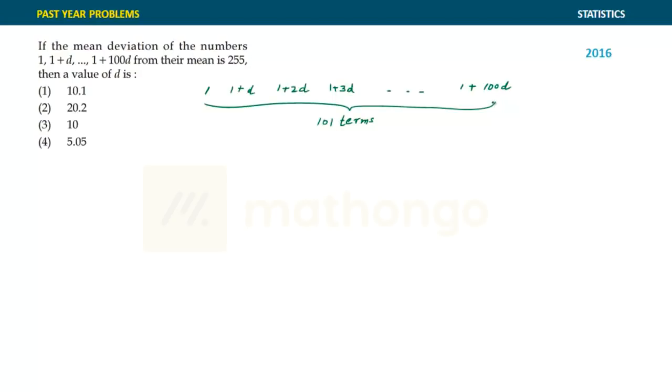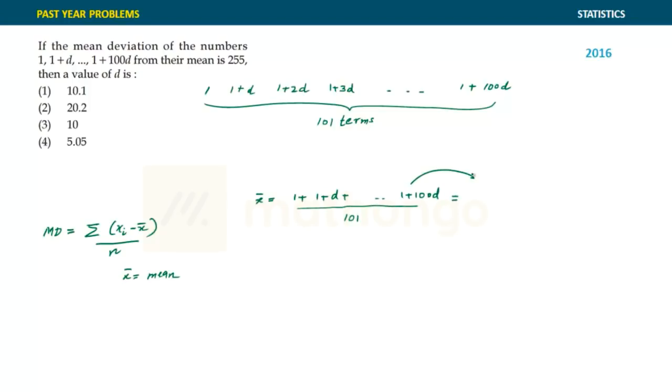Now you want to find the mean deviation, right? Mean deviation about the mean, not the median. The formula says the sum of modulus of xi minus x bar, divided by n. Here x bar is nothing but the mean, or the average, that you need to find. So let's start with the mean. What will the mean be? The mean is the sum of all the observations, 1 plus 1 plus d and so on till 1 plus 100d, divided by how many terms there are, that is 101. So this is nothing but the sum of an AP.